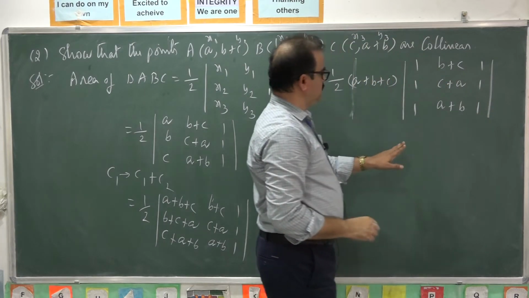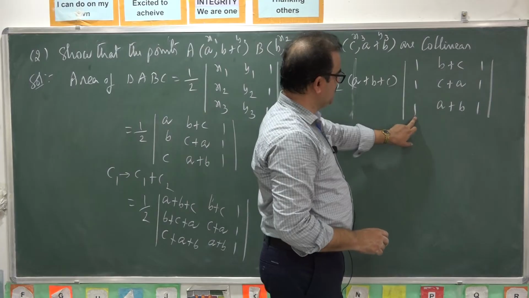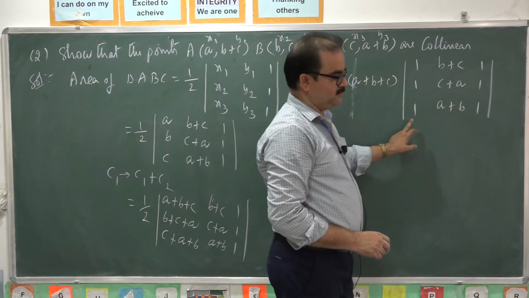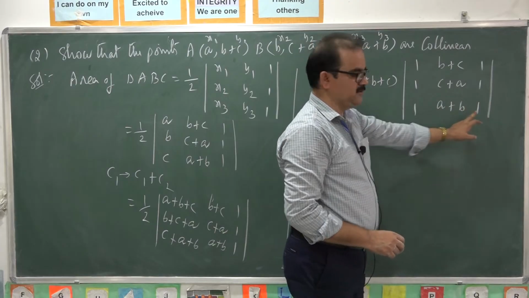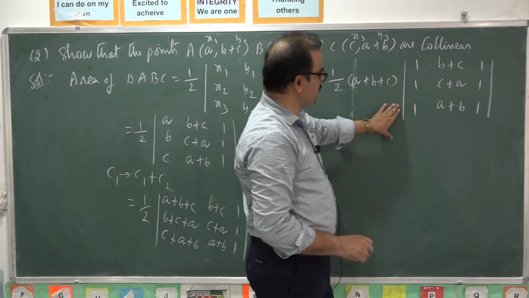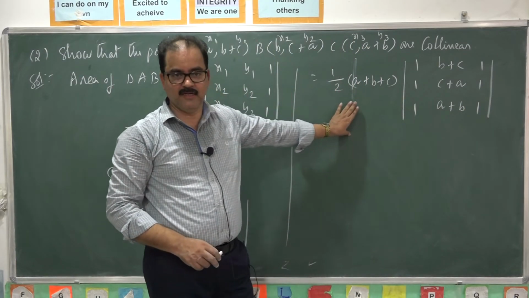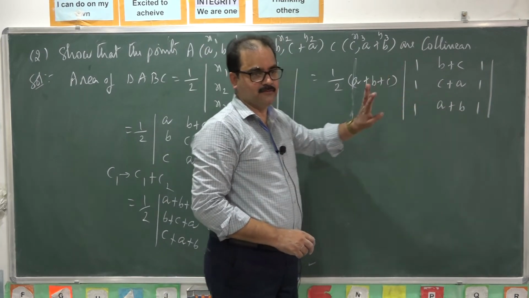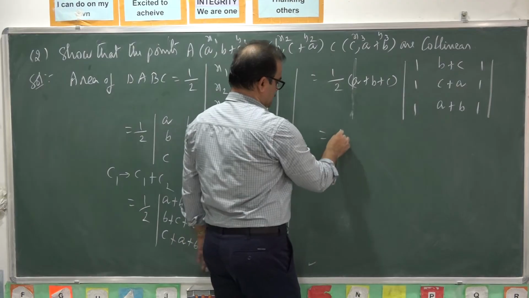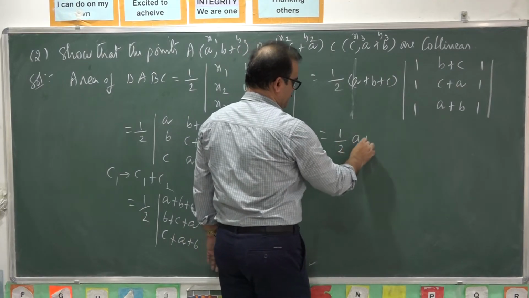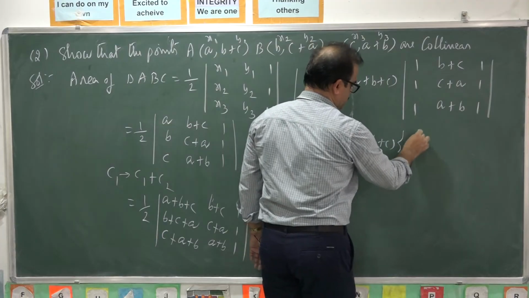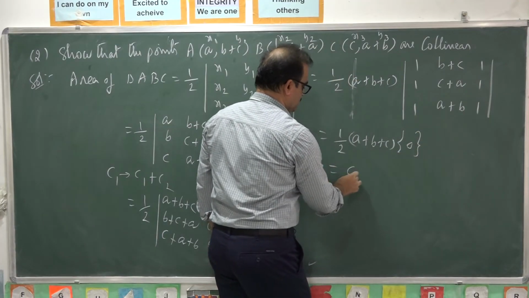Now we observe the first column and third column are identical. If any two rows or two columns are identical, then its determinant value is 0. So this is 1 by 2 into A plus B plus C into 0. So this is equal to 0.